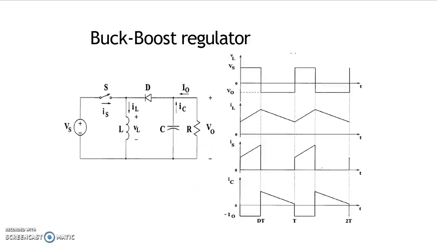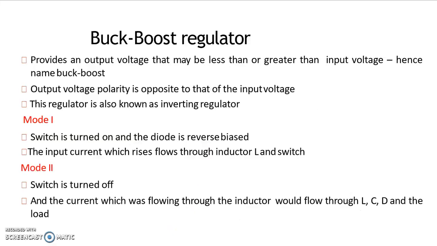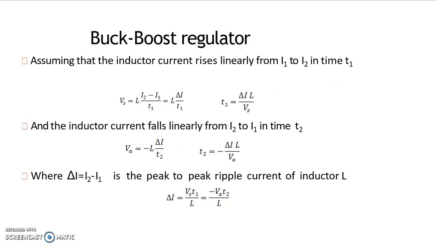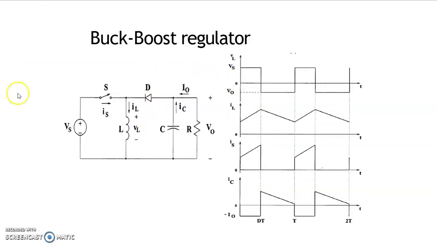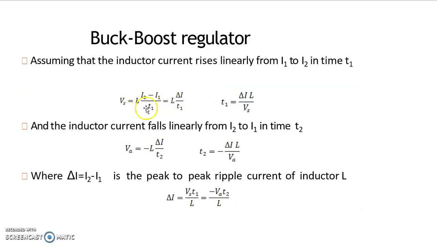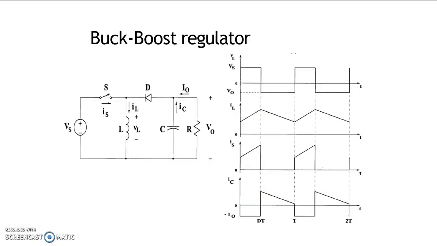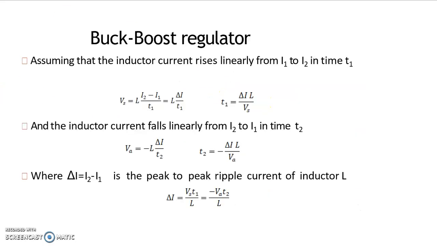Now we have to derive an expression for average output voltage. During the T on time, the voltage across the inductor is equal to source voltage. Therefore, Vs is equal to L into delta I by T1, where T1 is the turn on time. From this, T1 is equal to delta I into L divided by Vs. Now, consider turn off time. During the turn off time, the voltage across the inductor is equal to the average value of output voltage V0, which is equal to Va. Va is equal to minus L into delta I by T2, where T2 is the turn off time.